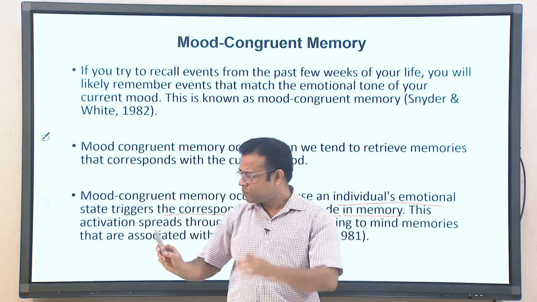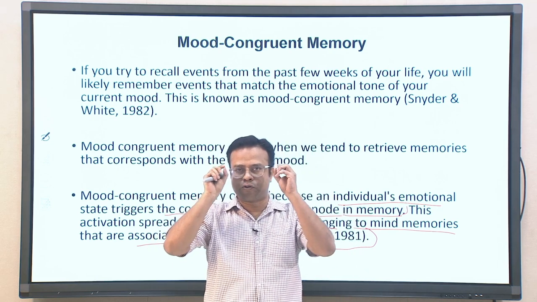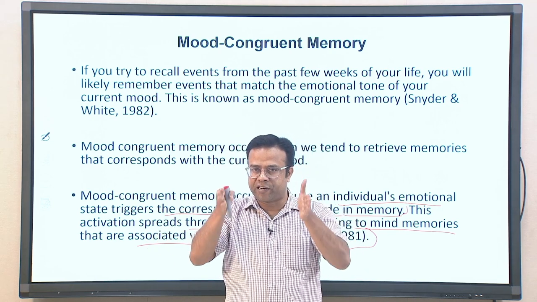So, let us say, that is what is called the corresponding emotional node in memory. It will activate the present emotional state, and this activation spreads through the network, bringing to mind memories that are associated with the emotions. So, this whole thing spreads from the present emotional state.